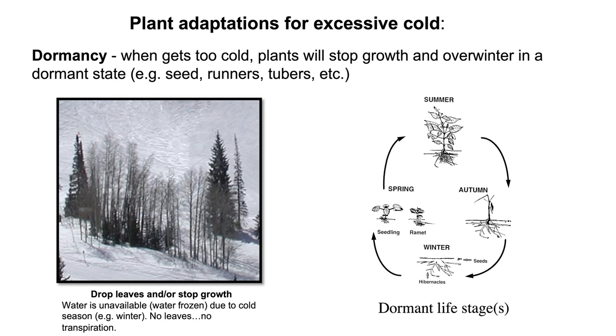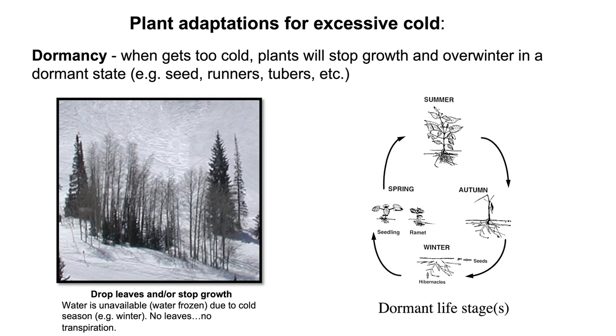Other plant adaptations to deal with excessive cold include dormancy. So dormancy is basically just when plants get too cold, they can stop their growth and overwinter in a sort of dormant state. And they can do this either by dropping their leaves or slowing down their growth. So in this image that we're looking at here on the left, you can see a bunch of aspen trees that have dropped their leaves, and you can see some pine trees that still have their needles on them. The needles are, in fact, the leaves. But in all of these trees, they're basically in a dormant state where they've slowed down their growth.